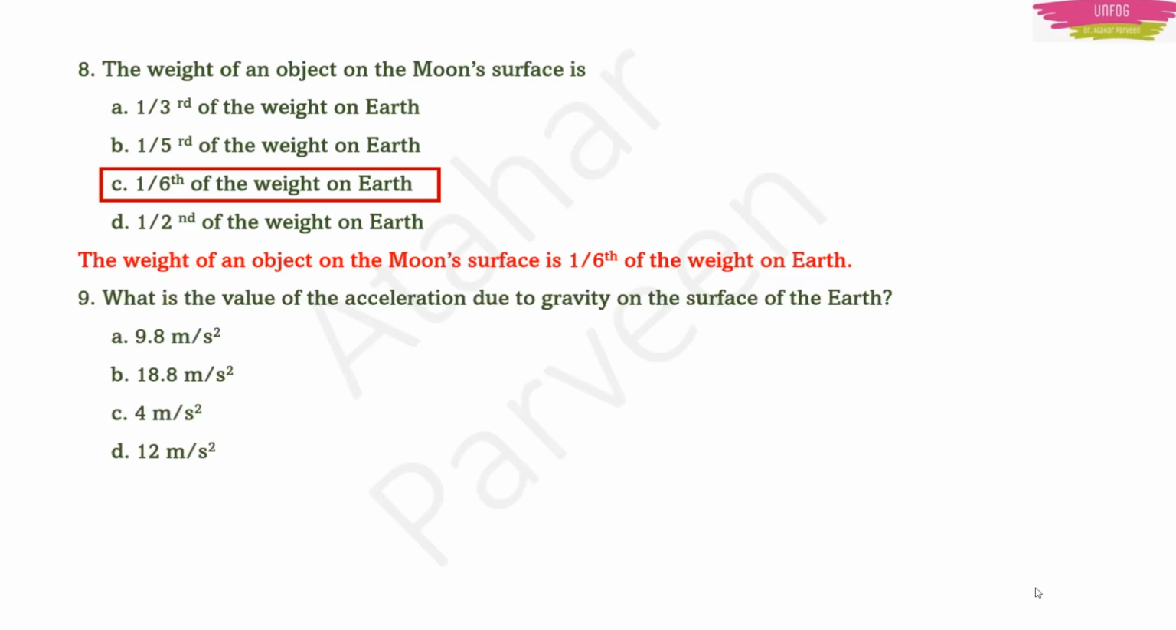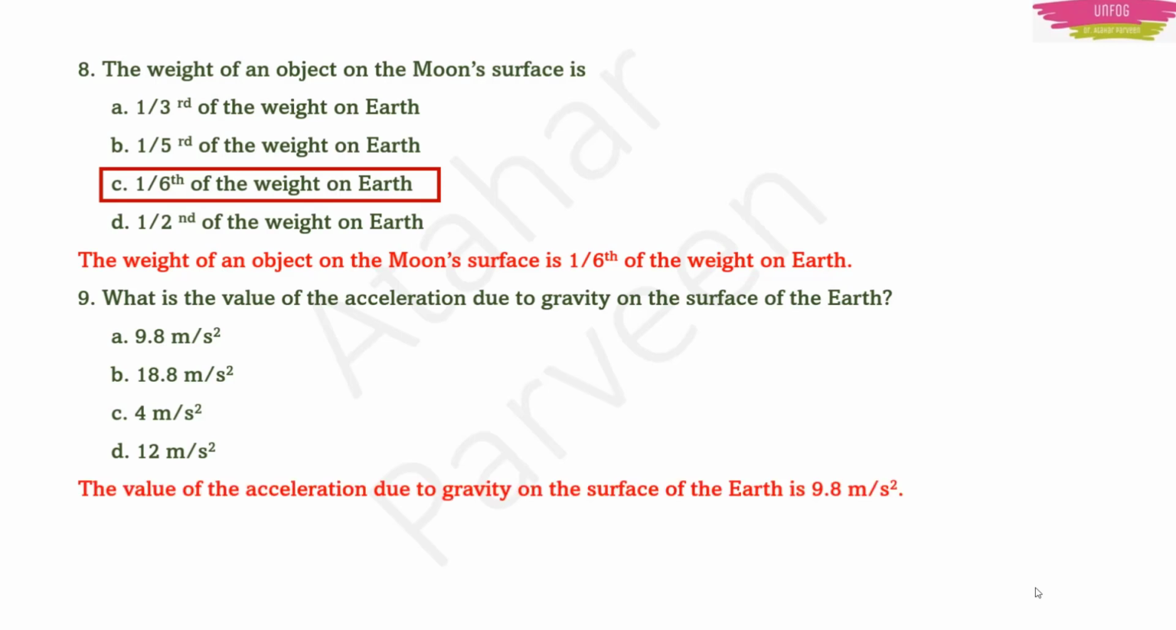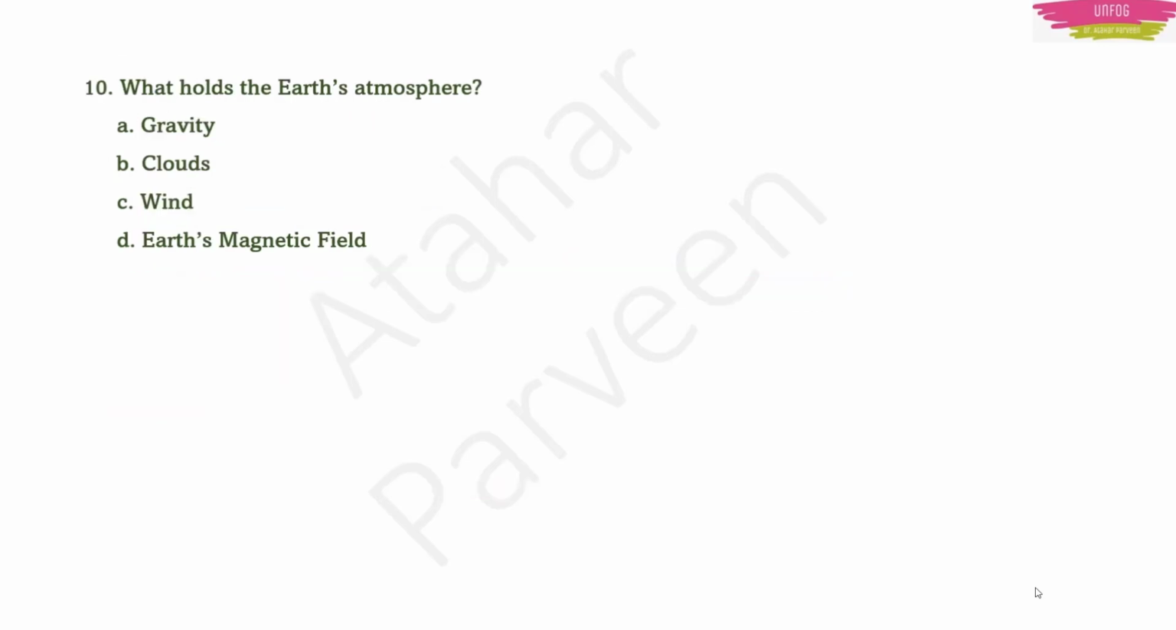What is the value of acceleration due to gravity on the surface of the earth? We know it, right? It is 9.8 meter per second square. I am giving this type of question again and again because I want you all to be perfect with this value. Okay. Next question. What holds the Earth's atmosphere?